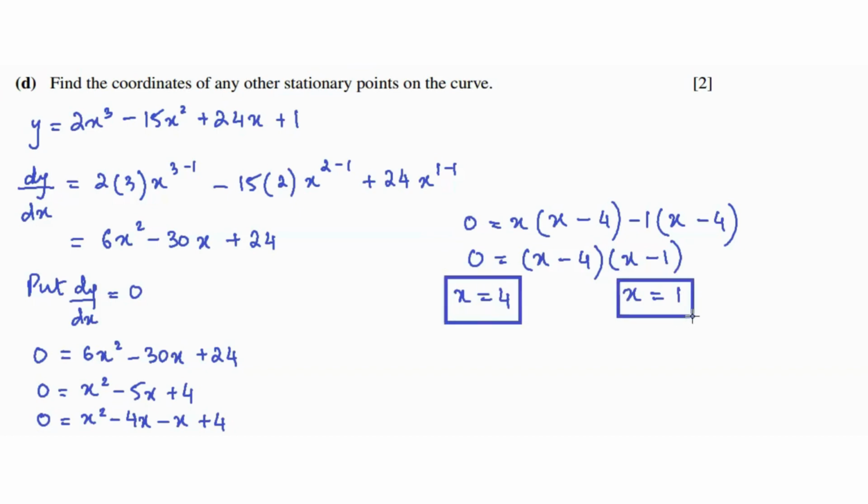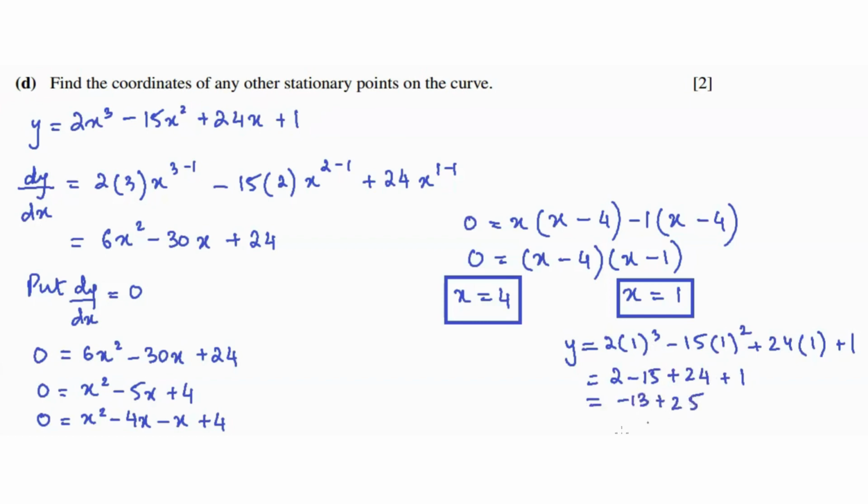Now we need to find the corresponding y coordinate. We only substitute for x equals 1. So y equals 2 times 1 cubed minus 15 times 1 squared plus 24 times 1 plus 1. That's going to be 2 minus 15 plus 24 plus 1. That's going to be negative 13 plus 25, and that is going to be 12. So your other coordinate is (1, 12).